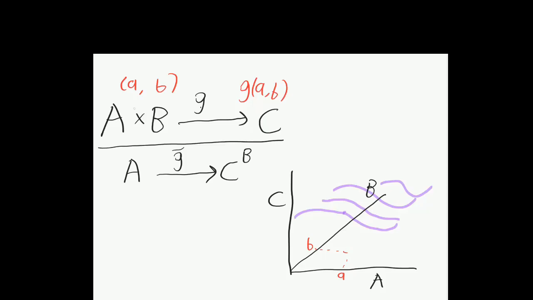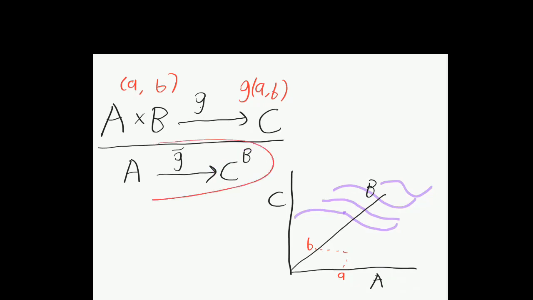So for every kind of function like this, we can find a function like this. And for every function like this, we can find a function like this. Okay, so the second thing then is, what is this function like? Well, it's going to take a value from this space A, and then it's going to return a value from this space C to the power of B, which is the space of maps from B to C.